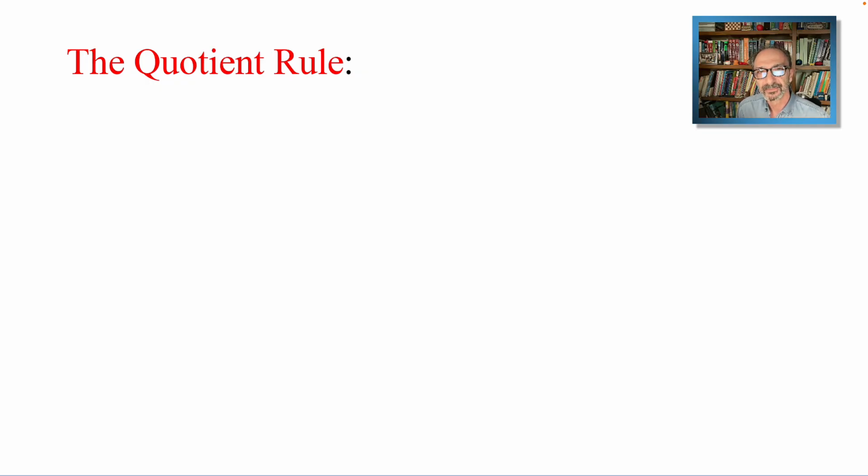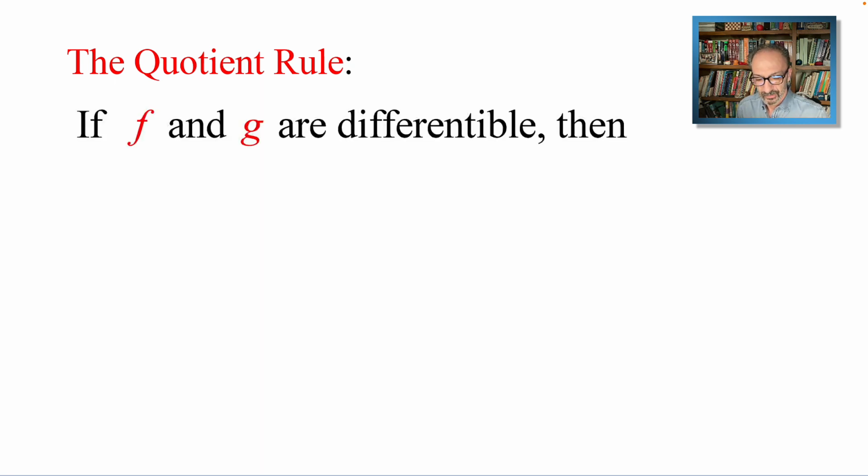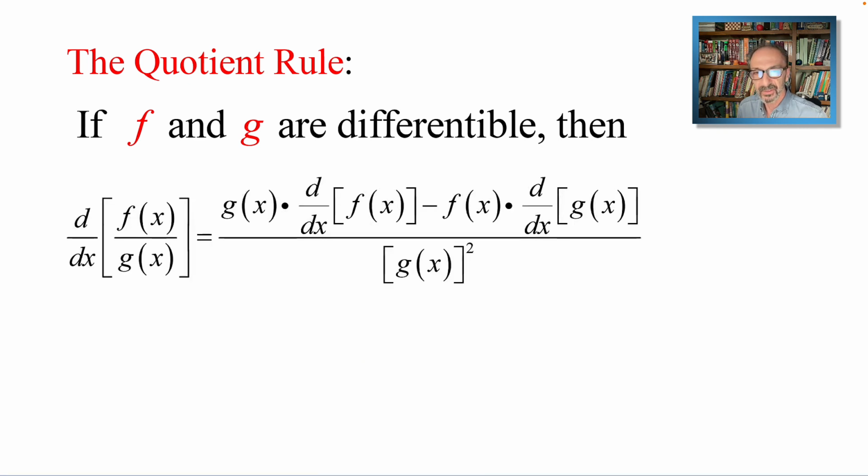Let's get started. What is the quotient rule? If f and g are differentiable, then. Now remember, later on we're going to be using the g function and use the fact that it is differentiable. Differentiable means continuous, and that is a theorem I will list in just a minute.